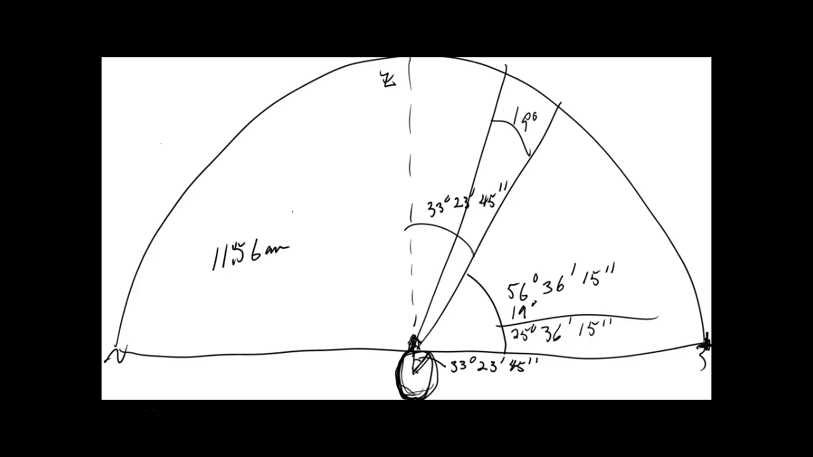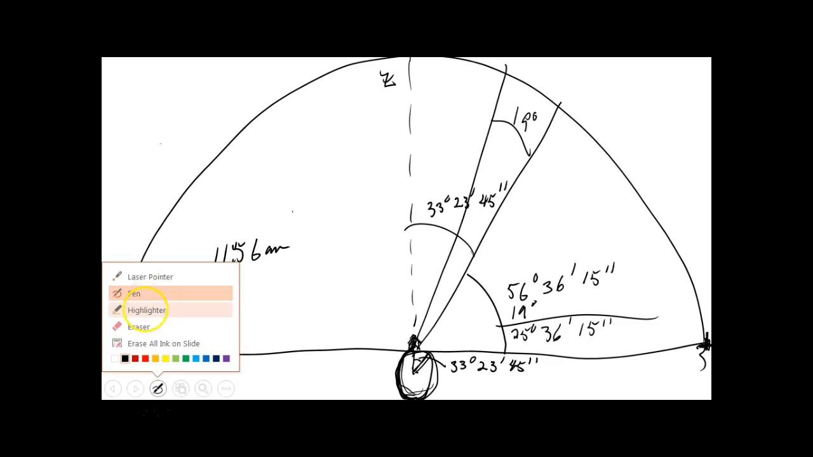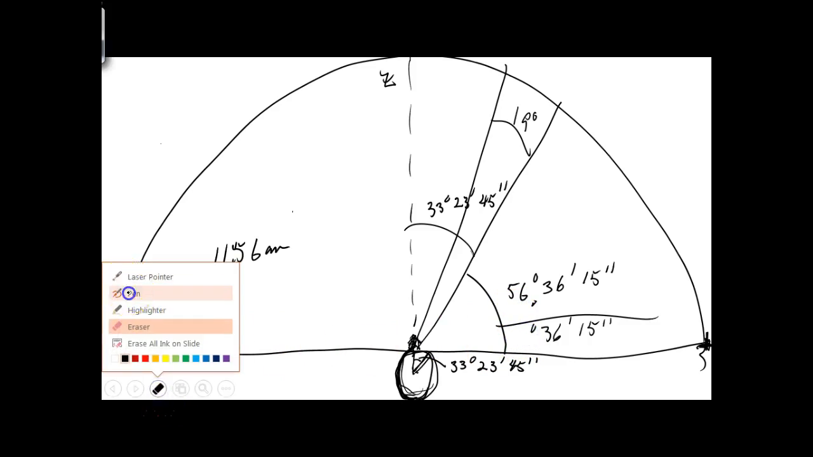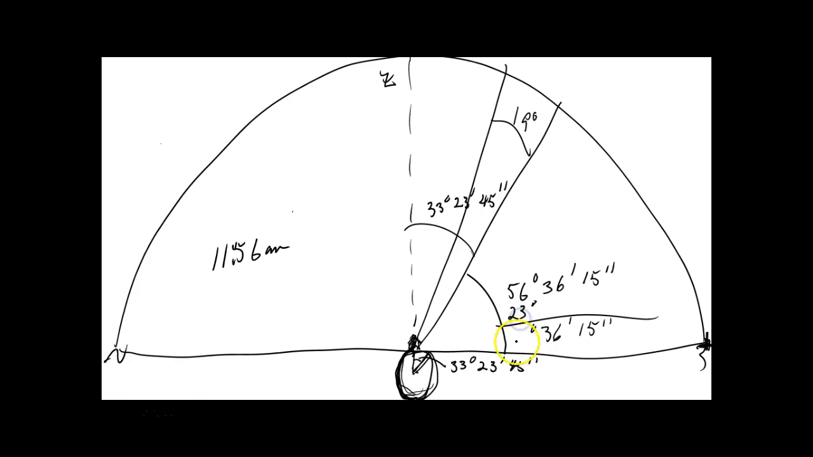June 15th is what? It's like 23.5 something. It's not quite 23.5 yet. Let's call it 23. So add 23 to this rather than 56. Adding rather than 19, we'll add 23. That would be what? 79 degrees, 36 minutes, and 15 seconds.